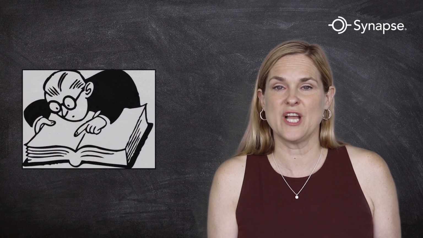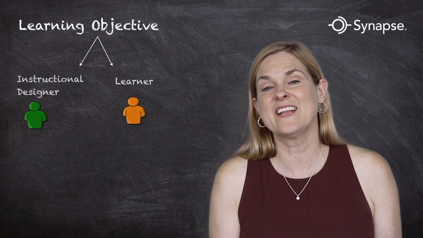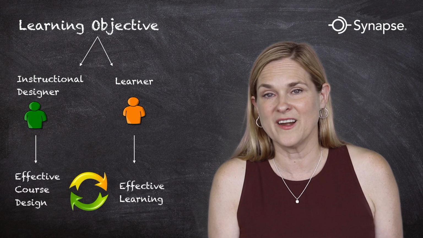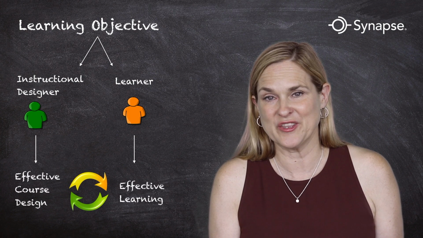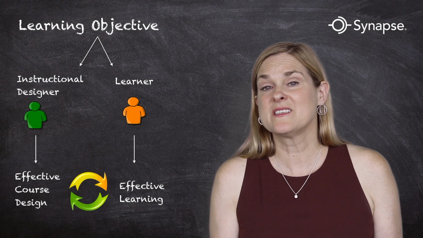A learning objective describes what a learner should know and be able to do at the end of a course that they weren't able to do at the beginning of a course. Instructional designers and learners should be clear on what knowledge is going to be acquired and how it's going to be applied after the course. And why is that important? Because it's really going to help guide your choices in the creation of your course.